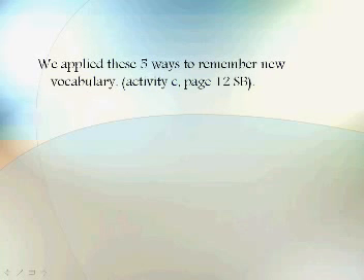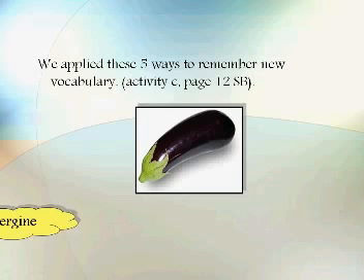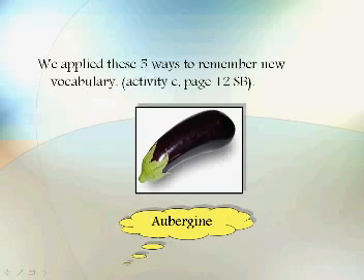Actually, we applied these 5 ways to remember new vocabulary, which was in your student's book, page 12, in activity C. Remember when we saw this picture? What is this called, if you can remember? Yeah, actually, this was supposed to be a new word to you, and it's called aubergine. Of course, from the picture you can guess the meaning.